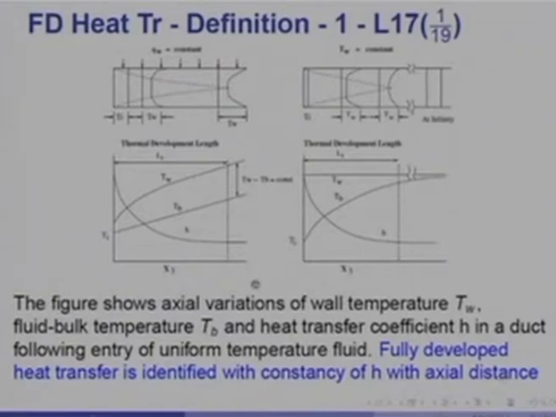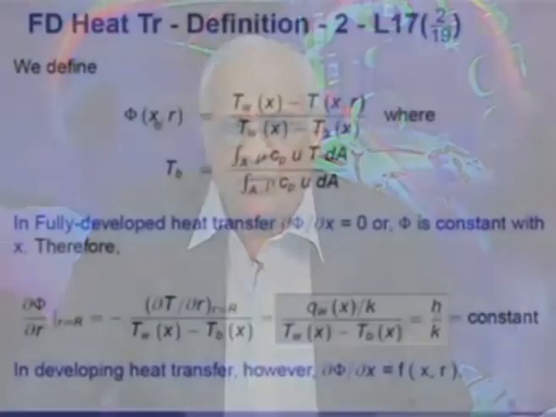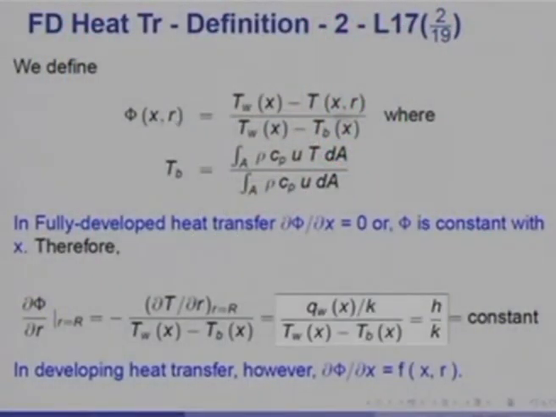To show this, let us consider this. What does this imply for the temperature? So, we define, for example, phi as a function of x and r in case of a circular tube as T wall x minus T x r divided by T wall x minus T bulk x. Now, T wall and T bulk can only be functions of x, where T bulk is of course the integral of rho Cp u T dA over the integral of rho Cp u dA, where A is the area of cross section. In fully developed heat transfer, we say that d phi by dx will be 0.